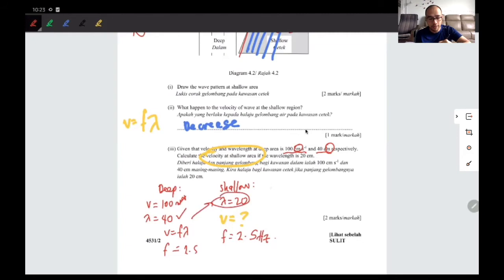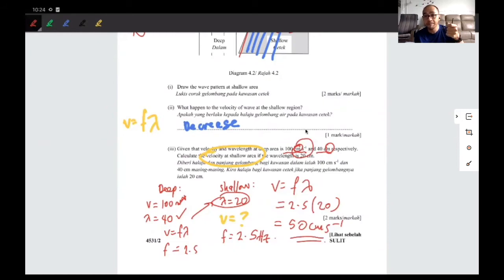So V equals F lambda. F equals 2.5, lambda equals 20. So my answer will be 50 centimeters per second. Follow the same unit, 50 centimeters per second. Since the wavelength is shorter, the wave speed is also smaller. From 100, very fast, it becomes 50, half as fast as the original one.